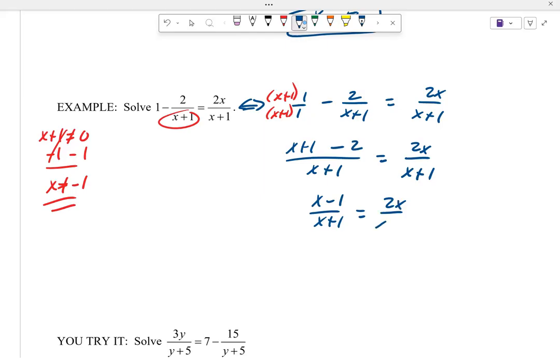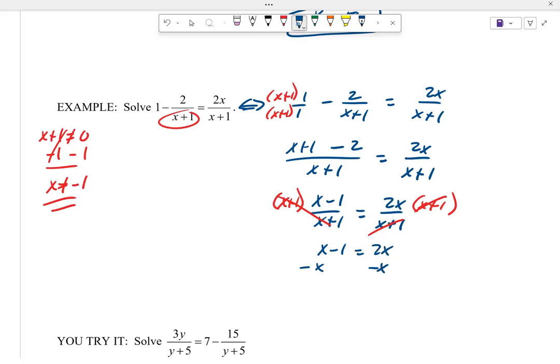And notice we have it right here. x minus 1 over x plus 1 equals 2x over x plus 1. So I'm going to multiply this side by x plus 1. Notice that'll get rid of that, x plus 1 over x plus 1. And then this is the same thing, so it's going to go ahead and get rid of that one. So we've got x minus 1 equals 2x.